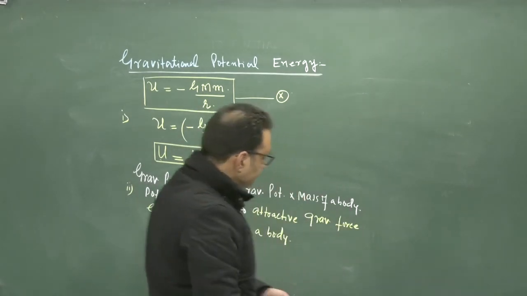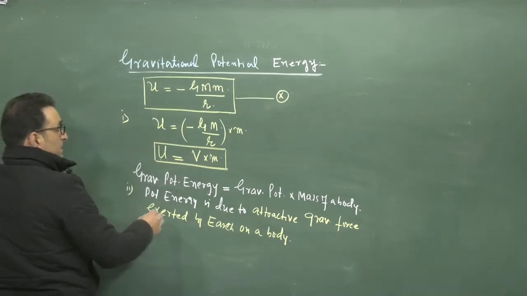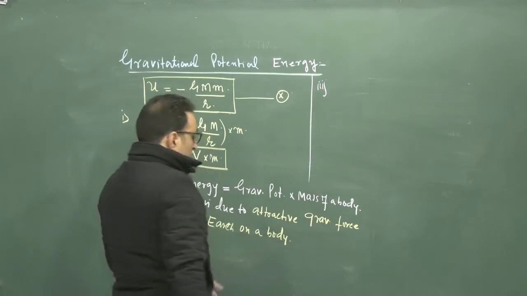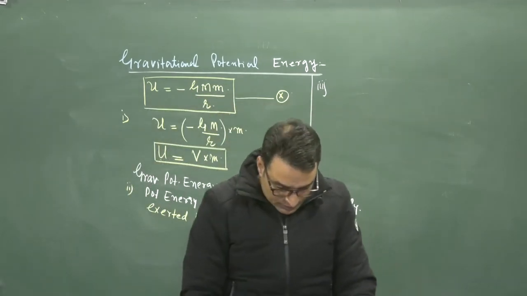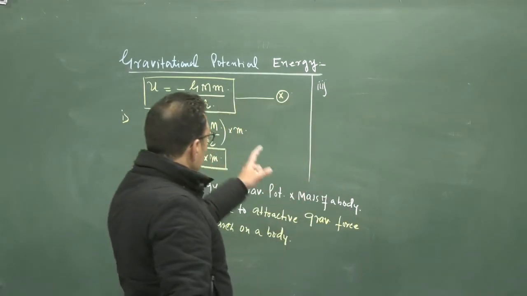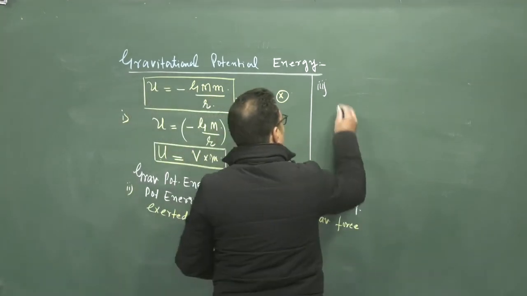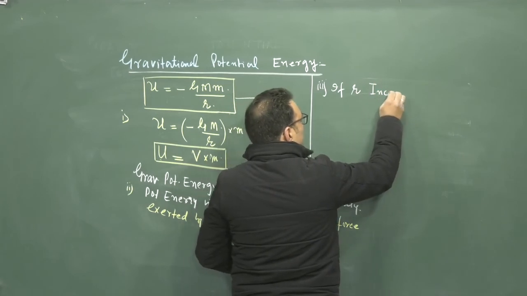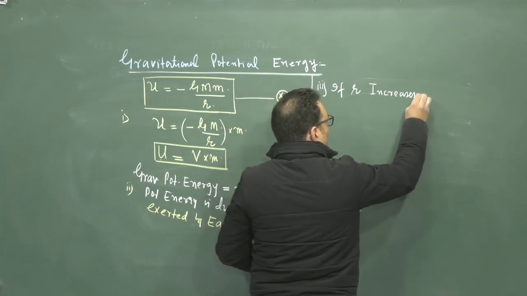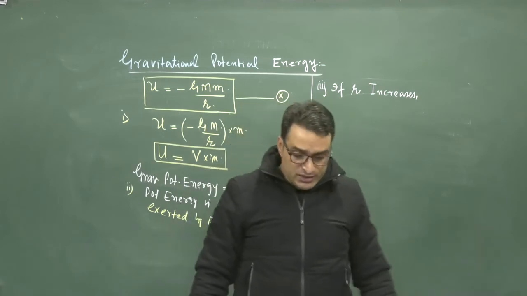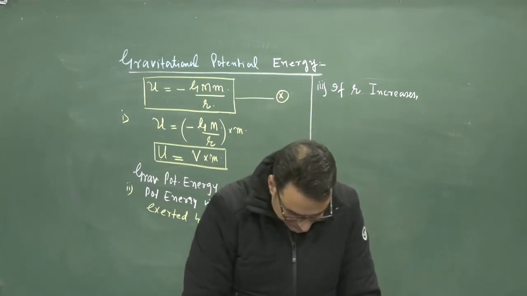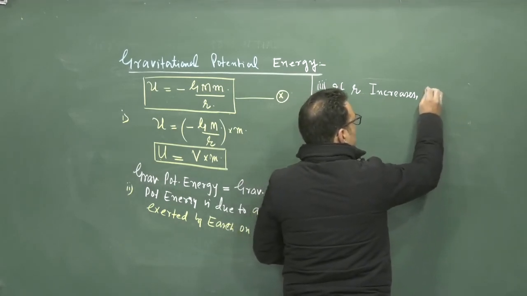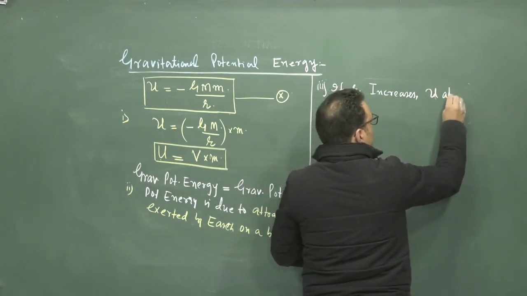Now third point. As r increases, if the value of r increases, the gravitational potential energy also increases. If r increases, U also increases.